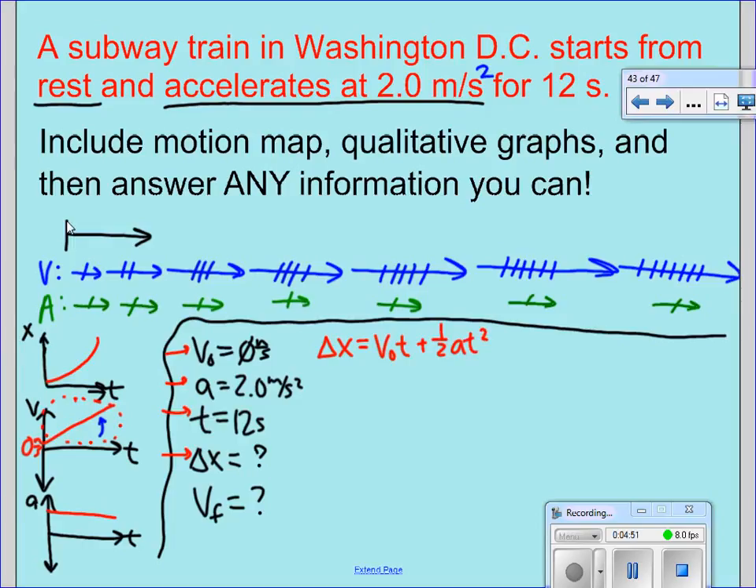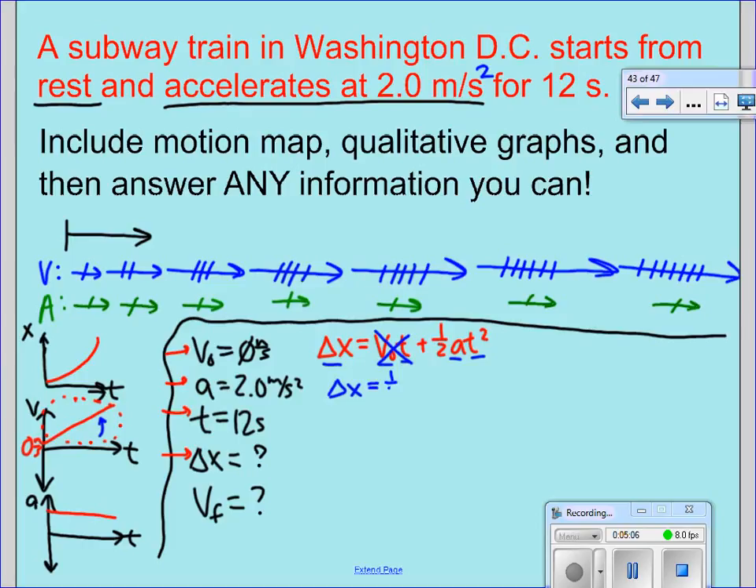Okay? Notice I've got an initial velocity, I have a time, and I have an acceleration. So I could therefore solve for delta x. So delta x would be equal to... Initial velocity is 0, which makes it really nice, that whole term goes away.